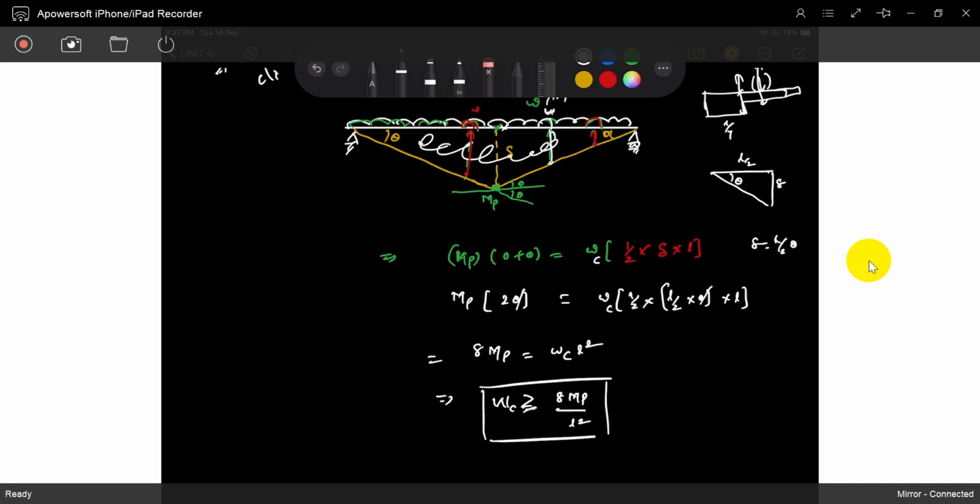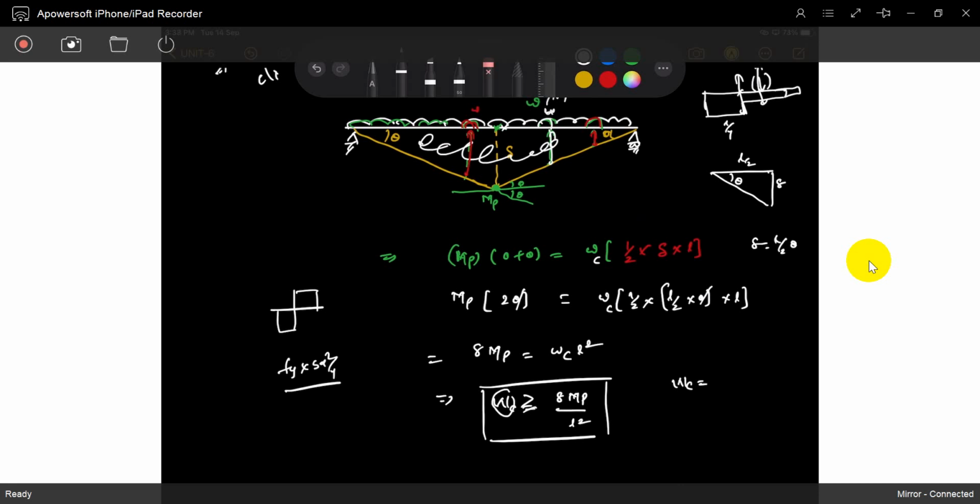Got the idea? So when the load reaches this value, WC, WC is 8 MP by L. What is MP? Plastic moment capacity of the section. If it is rectangular, the capacity is B D square by 4. For circular, you can calculate it, and also for I section, anything. What is the MP value of that section? If the load reaches that value, the structure collapses.